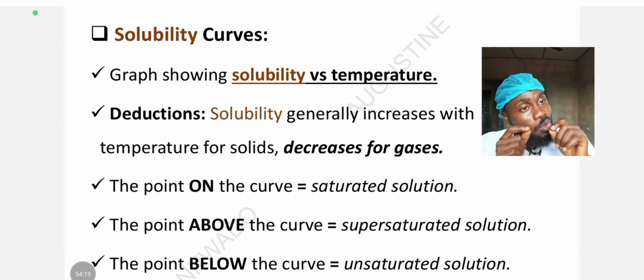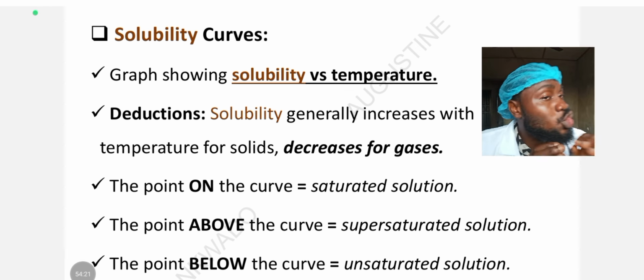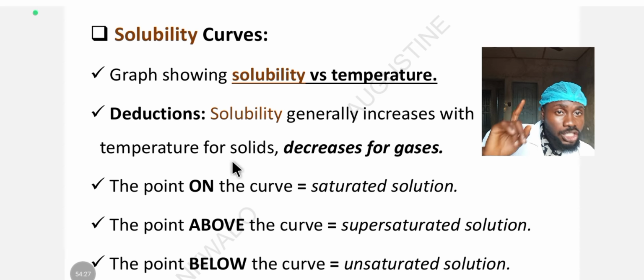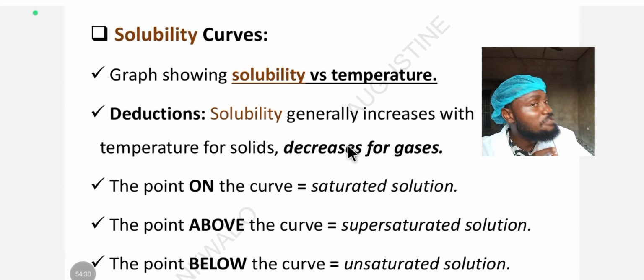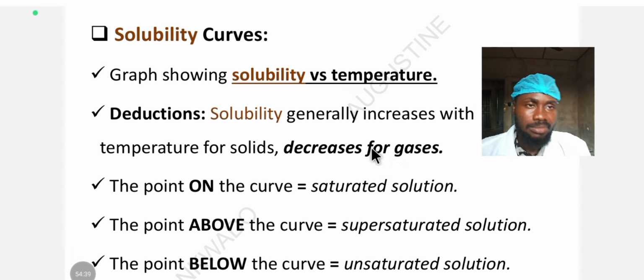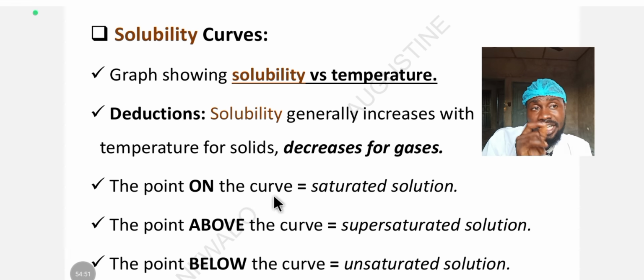So it's directly proportional for solids and inversely proportional for gases. Solubility is directly proportional to temperature for solids: as temperature increases, solubility increases. But for gases, it's inversely proportional. As temperature increases, solubility what? Decreases for gases.